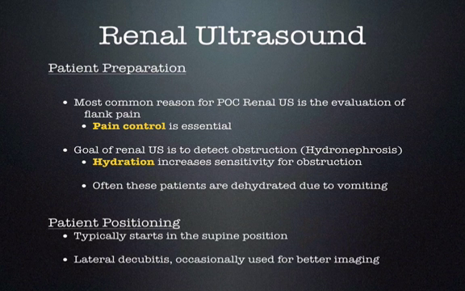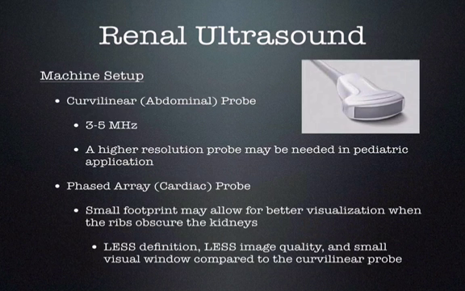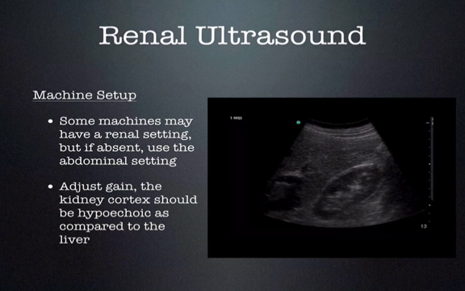Typically, patients are evaluated in the supine position. Occasionally, they will need to be placed in the lateral decubitus position to optimize visualization of the kidney. When performing the point-of-care renal ultrasound exam, we typically use the curvilinear or abdominal probe. Occasionally, the phased array or cardiac probe can be utilized when having difficulty imaging the kidney between the rib spaces. Just be aware that while using the cardiac probe, the images will have less definition and less overall quality when compared to the curvilinear probe. Some machines will have dedicated renal settings.